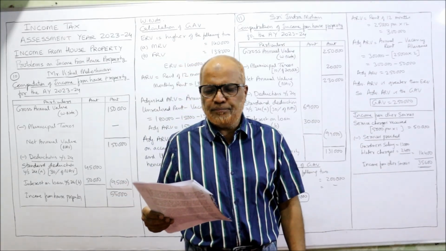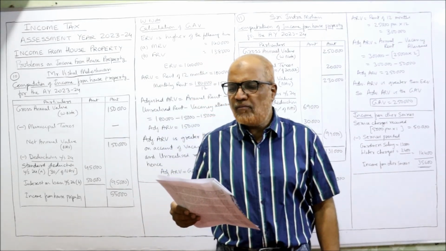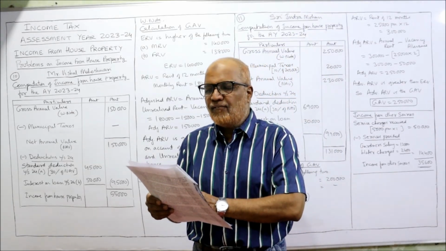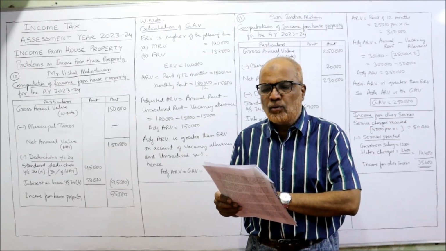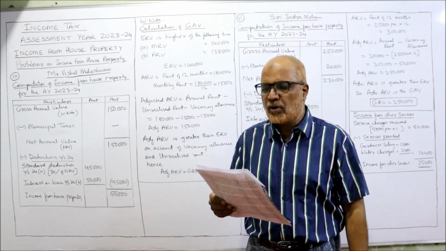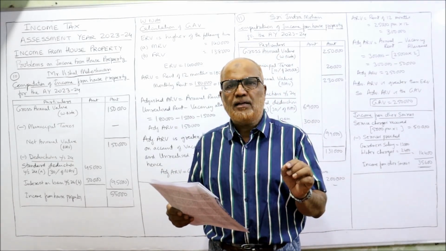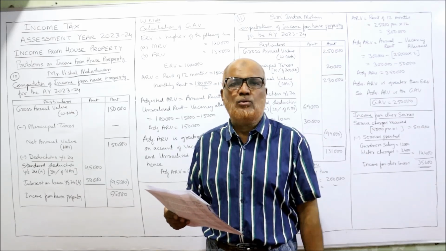See the 10th problem. Mr. Vishal Maheshwari owns a house whose municipal value, MRV, is 1,40,000. The fair rental value, FRV, is 1,38,000. He let out the house to Srimati Parameshwari for an annual rent of 1,80,000. So per month it comes to 15,000.